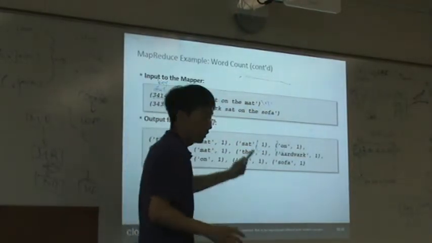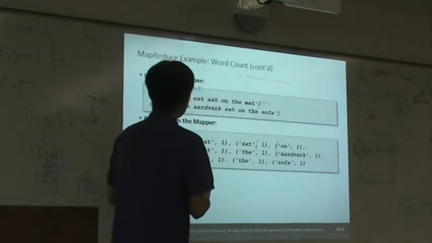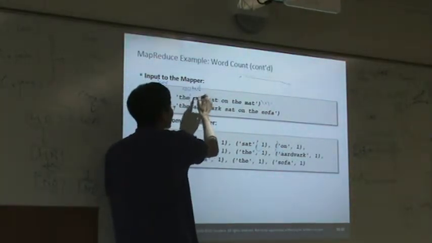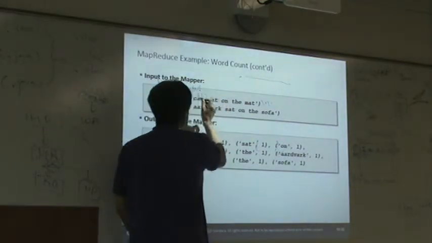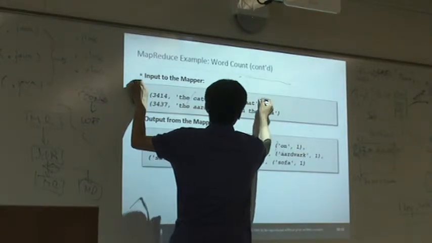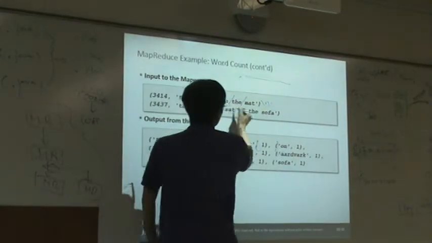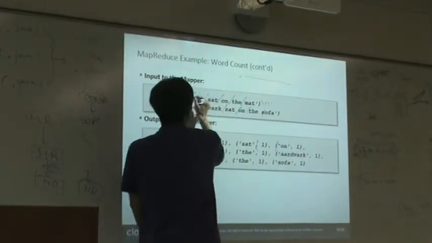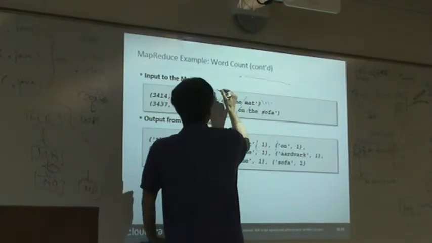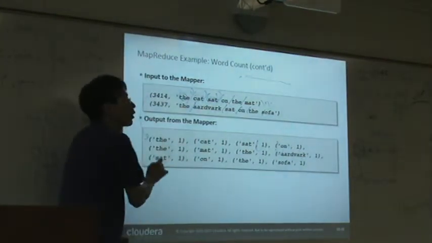Do you want this as the output? No, not yet. We need to process it in the mapper. How can we process? Separate by space, and ignore some other special characters. So this is the key, this is the key, this is the key. What is the value? One, one. That is this one. So this is the output of the map.